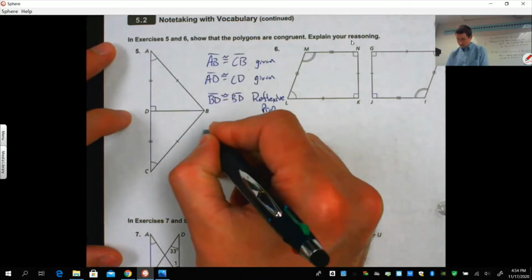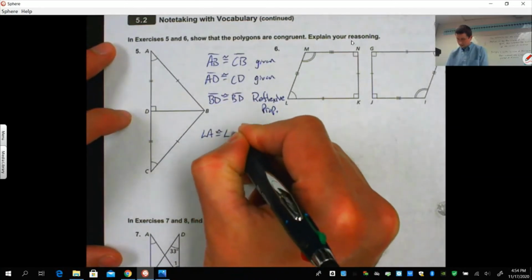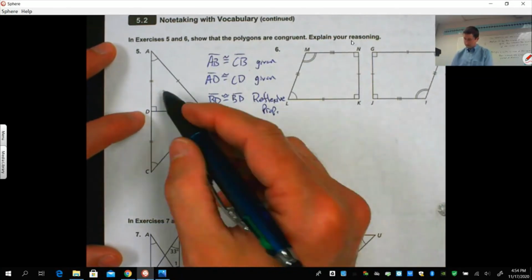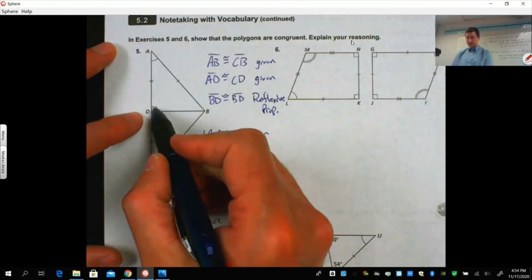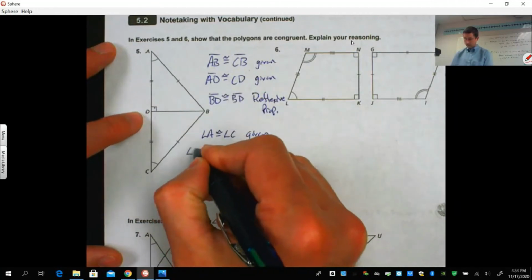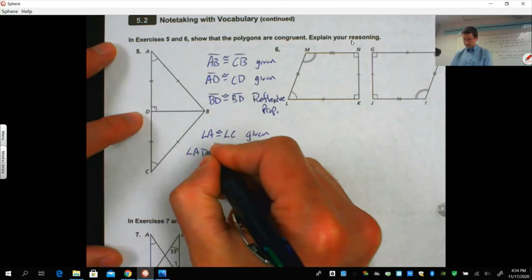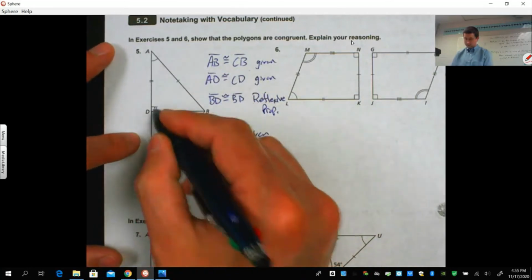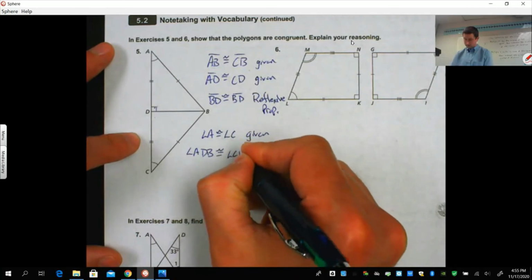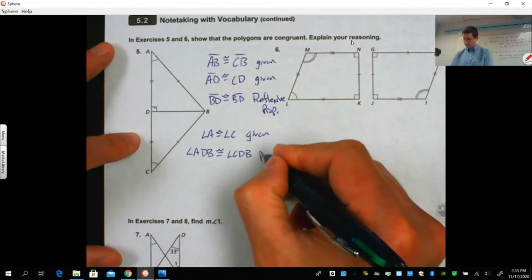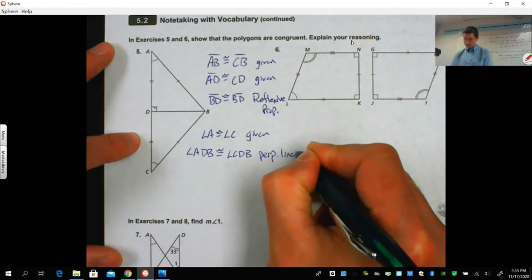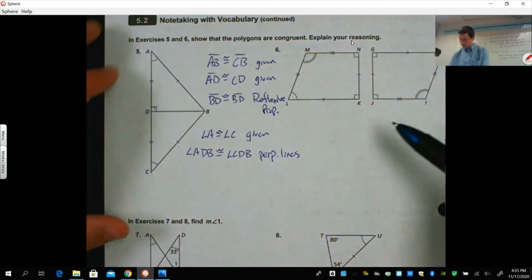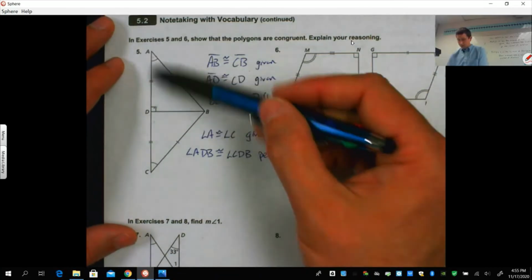Angle A is congruent to angle C. That's given. That's from the diagram. Okay, I can't say angle D here because there's two angle D's. So I'm going to say angle ADB is congruent, ADB, there's the 90 degrees, to CDB. And that's because we have perpendicular lines. We have a 90-degree angle there, perpendicular lines. So those two angles are equal.